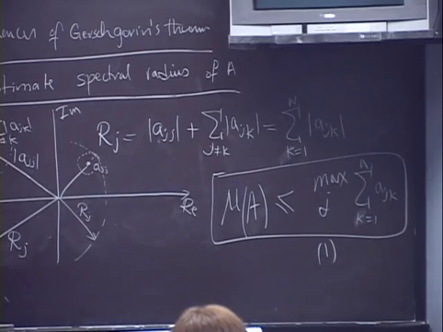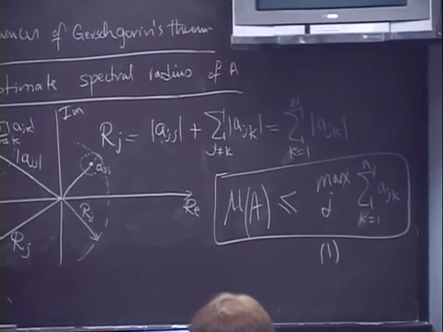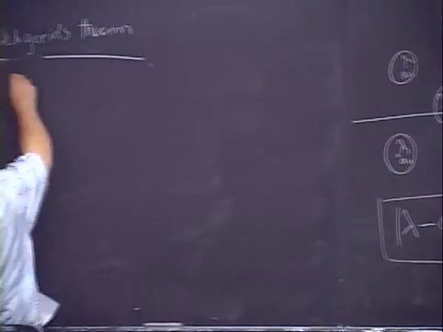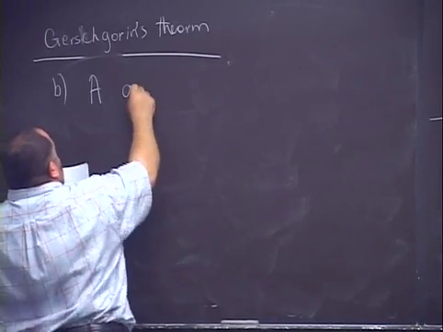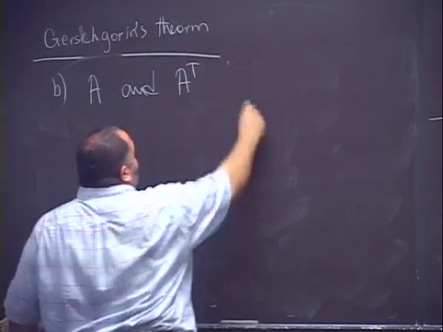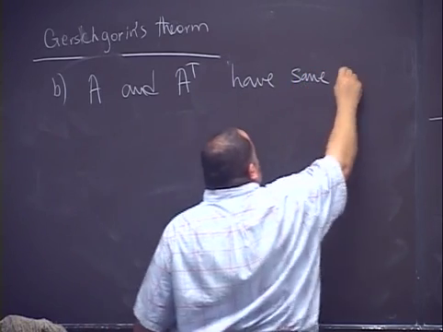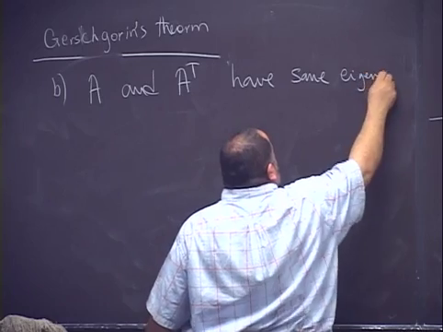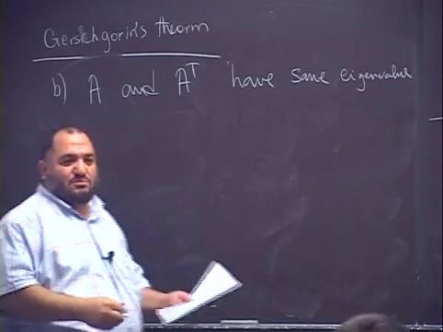So now let's assume that I have the matrix A, and its transpose, A transpose, will have the same eigenvalues. Yes? The matrix and its transpose, they will have the same eigenvalues.